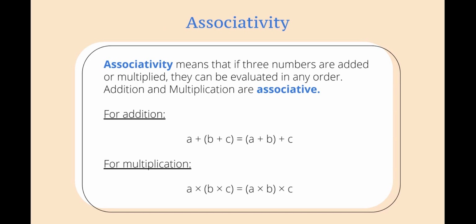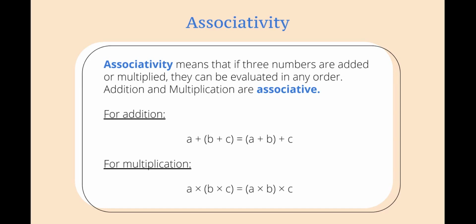The associative property means that if three numbers are added or multiplied, they can be evaluated in any order. It applies only when the expression contains three or more numbers that all must be added or multiplied together. This property does not apply to subtraction or division. It also does not apply to expressions where there is a mix of addition, subtraction, multiplication, or division.